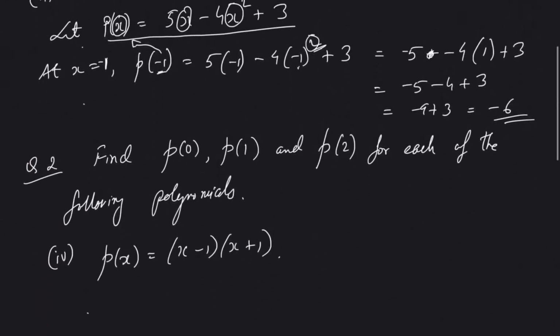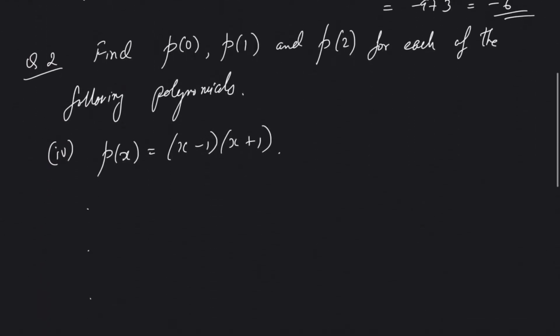Moving on, similar question number 2. Find the value of the polynomial at 0, at 1 and at 2 for each of the following polynomials. I'll be doing question number 4. Our polynomial is given, p of x equal to x minus 1 into x plus 1. So let's find out now one by one.